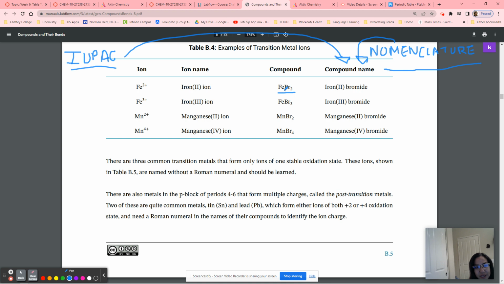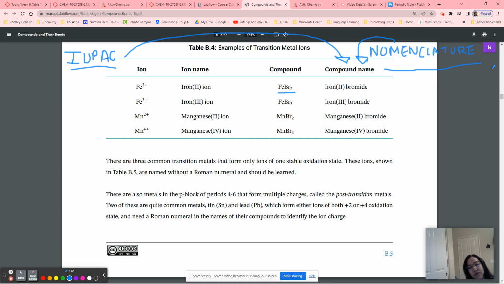Well, you're going to be like, okay, it's iron bromide, right? What is the IUPAC name of this compound? Oh, it's iron bromide. When you say it out loud, you're not going to say iron 2 bromide. You could, but it's just iron bromide. But when you write it, you do have to indicate it.